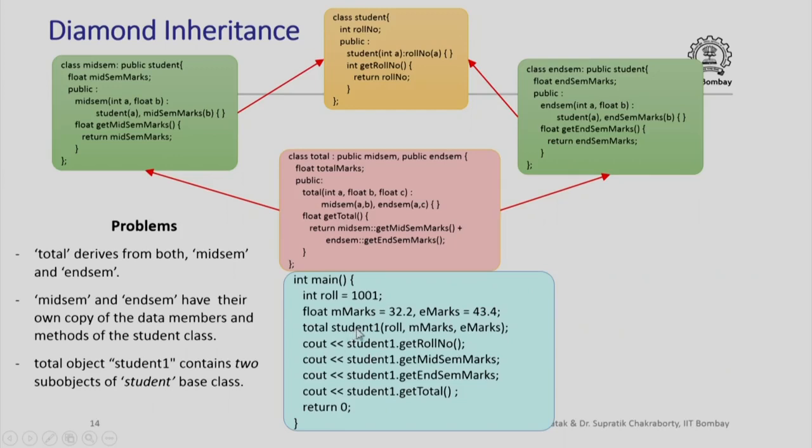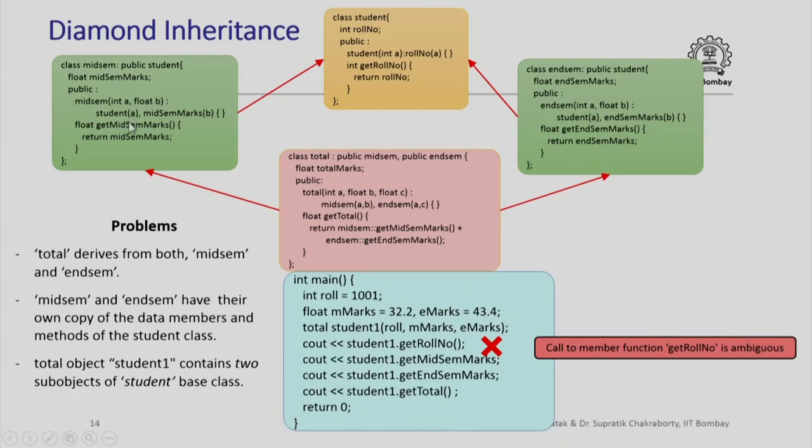The object student1 really has 2 objects of the class student within it. Each object of class student has a get roll number. So which of these methods get roll number am I talking about? Which object of class student, there being 2 objects of class student within the object of class total? Which of these 2 objects of class student should have its member method invoked when I am asking for student1 get roll number? So this call to the member function get roll number is ambiguous and you will get a compilation error. However, when I say student1 dot get midsem marks, there is no ambiguity.